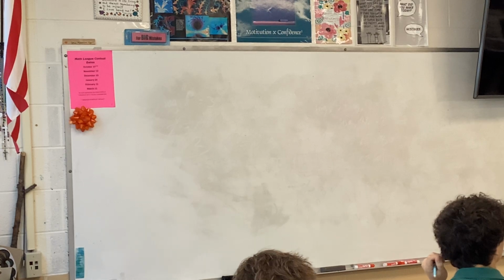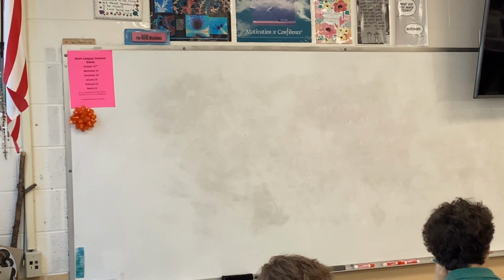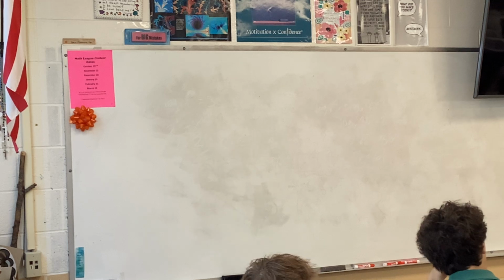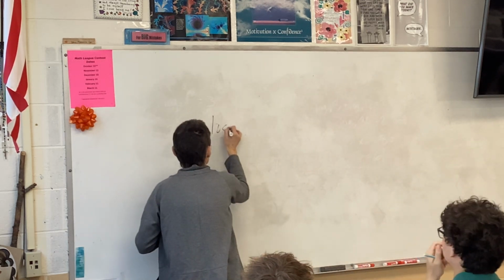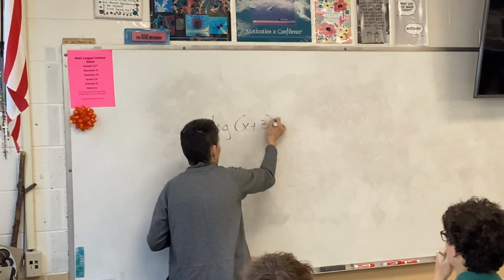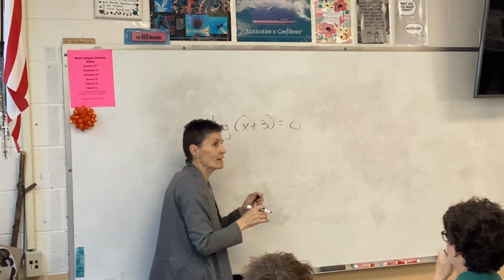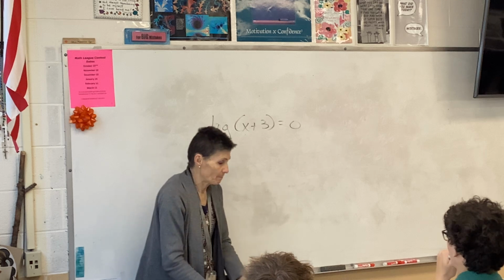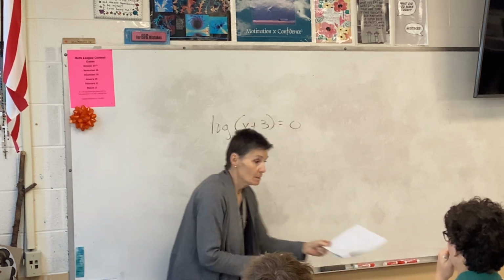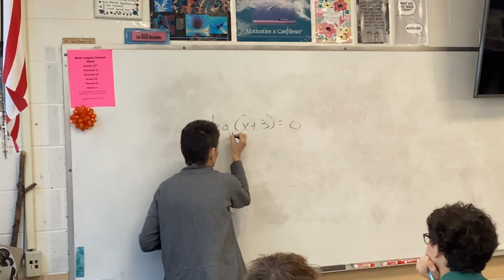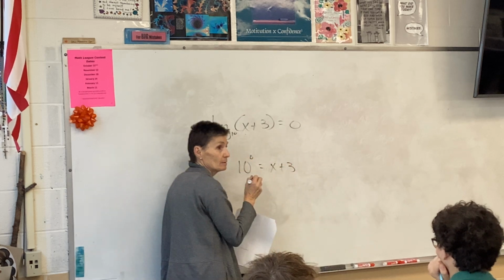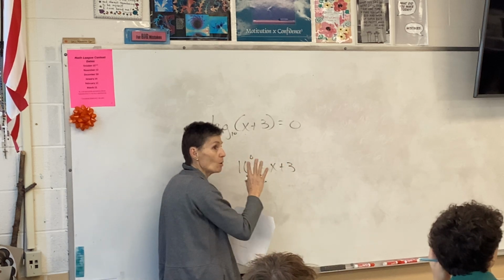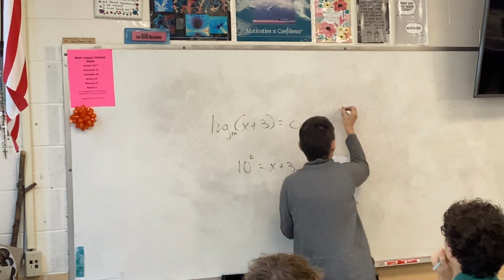Let's see if we can figure this out, because I think you can. What would you do if the whole problem was this? If that's all we had, what would you do with that? Loop-de-loop. So you would say 10 to the 0 equals x plus 3, right? Yeah. No question. But the problem looks like this.